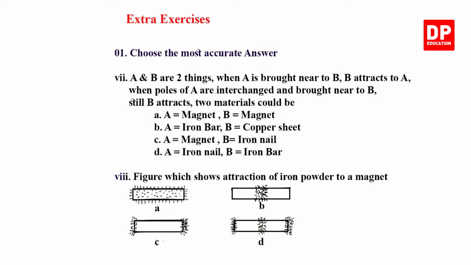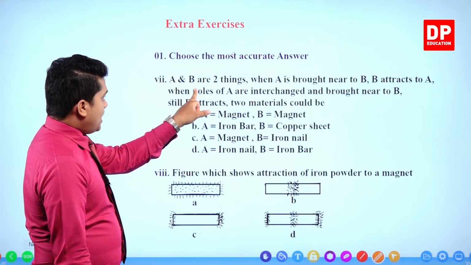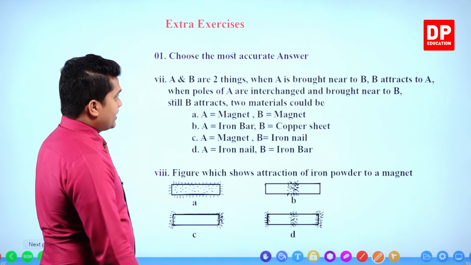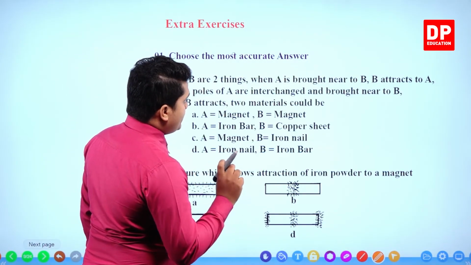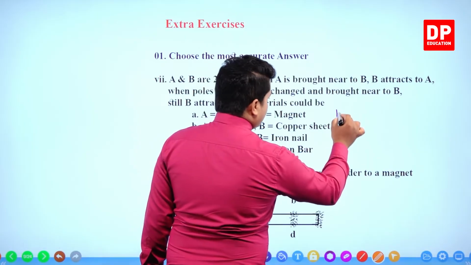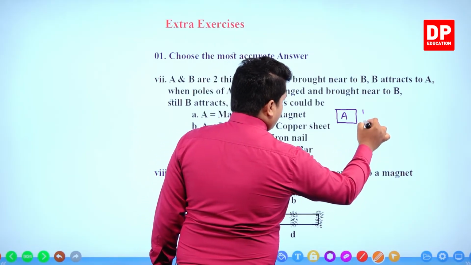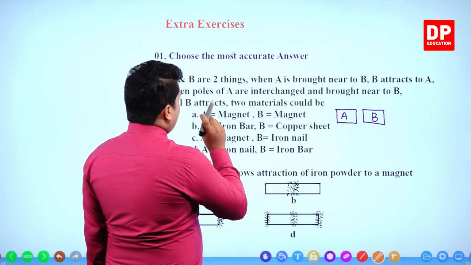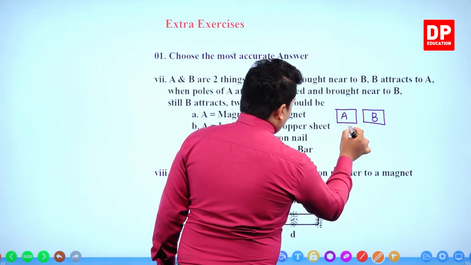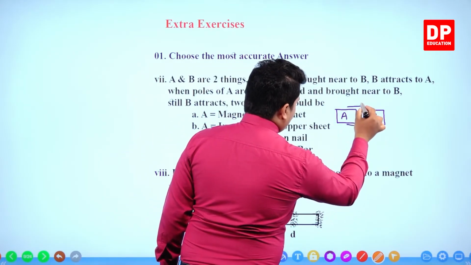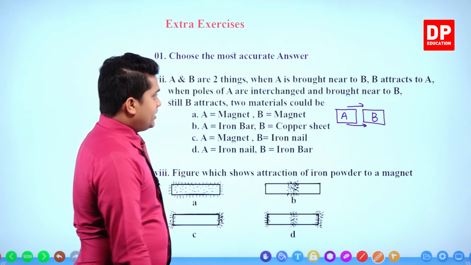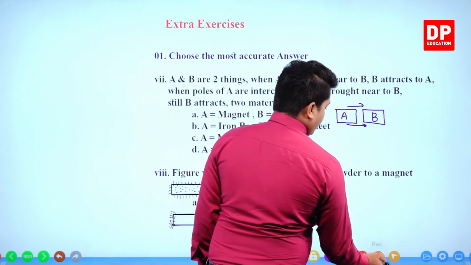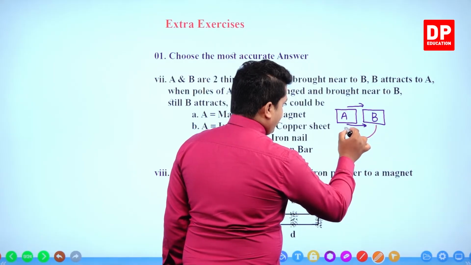Then once again, the seventh question. A and B are two things. We'll imagine those things are two materials. When A is brought near to B, let's draw a simple figure then. This is A, this is B, right? When A is brought near to B, I'll draw two arrows here. A is brought near to B, B attracts to A. I'll use a different color. So it attracts.